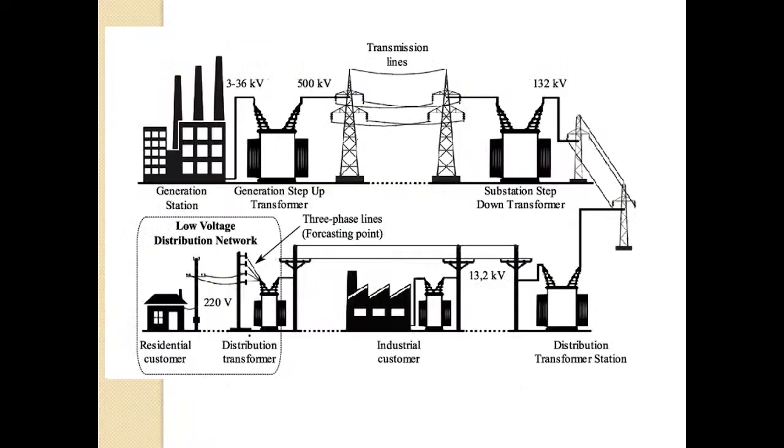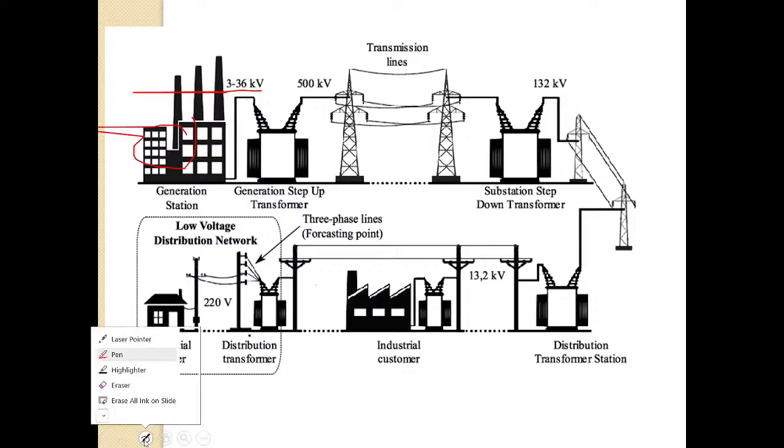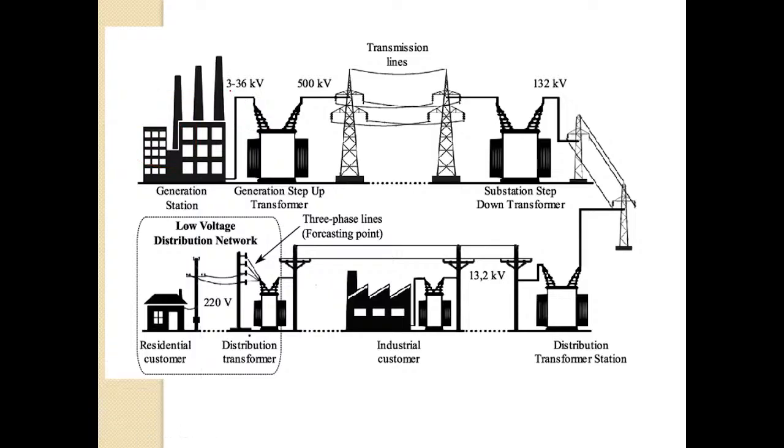So there is another image. Here you can see the generating station. Here the voltage level is stepped up, from 3 to 36 kilovolts. This is a step-up transformer. The 3 to 36 kilovolts voltage is stepped up to 500 kilovolts. Whatever electrical energy is generated here has a voltage level of around 3 to 36 kilovolts, and it is stepped up to 500 kilovolts.